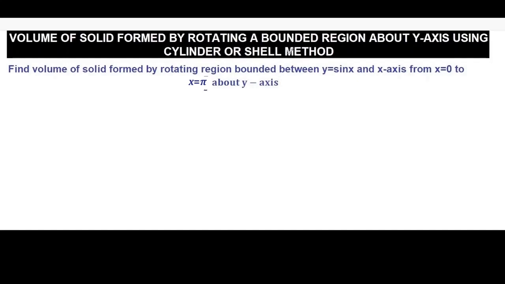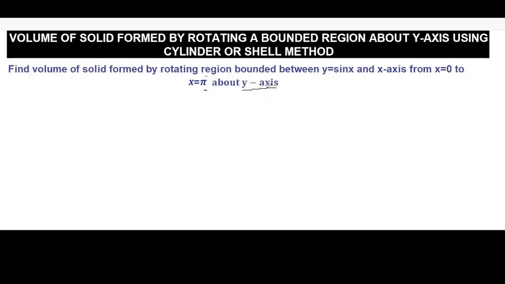So let's again start with an example to make things clearly understandable. This is the question. Find the volume of the solid formed by rotating a region bounded between the curves y equal to sin x and the x-axis, from x equal to 0 to x equal to pi by 2. And this region is rotated about the y-axis.